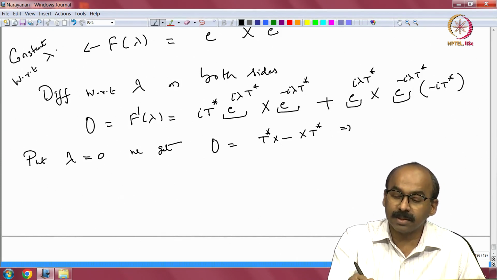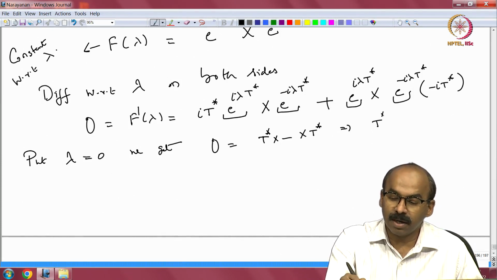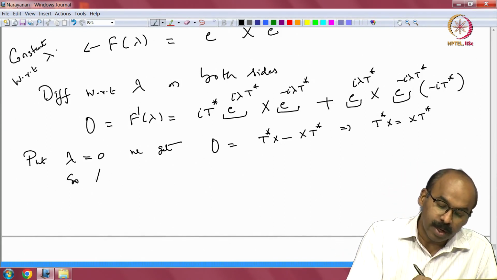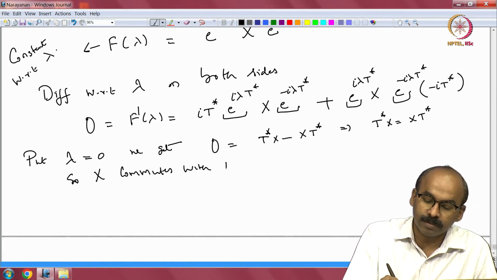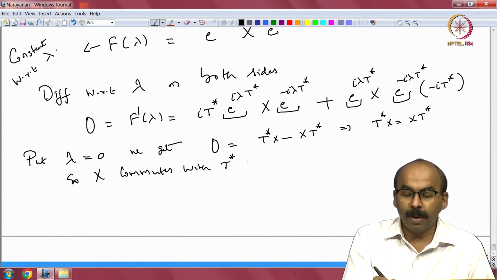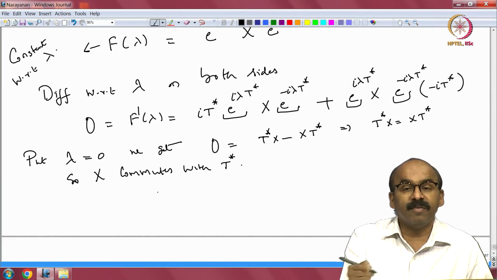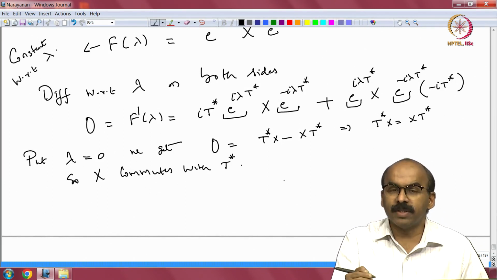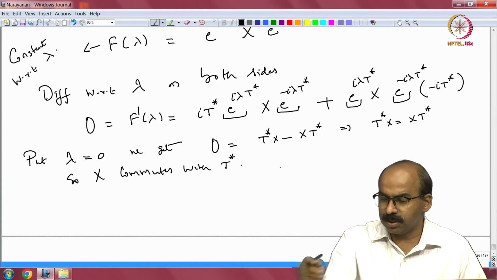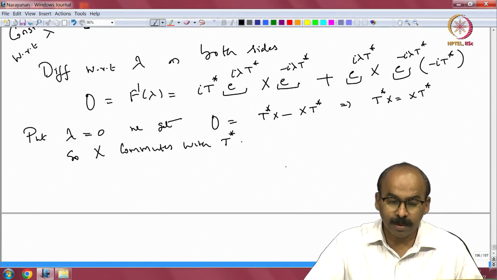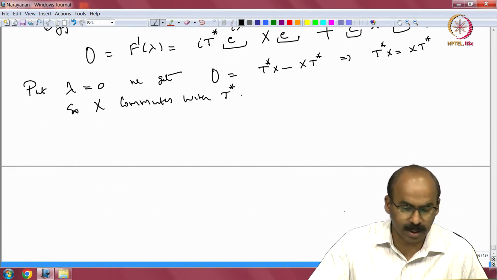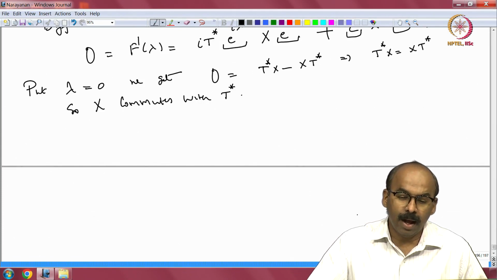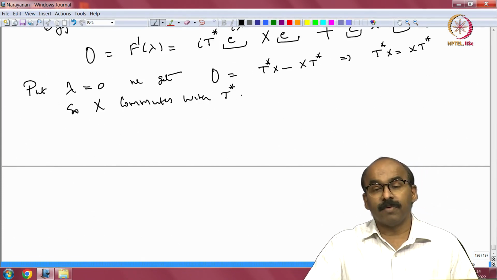So, that is same as saying x commutes with t star, right. So, t star x is equal to x t star. So, x commutes with t star. So, we started with t a normal operator and x commuting with t. We proved that x commutes with t star. So, there are several other proofs of this. Okay. So, this is one such proof where I could introduce some entire function which is taking values in the space of operators. Okay.